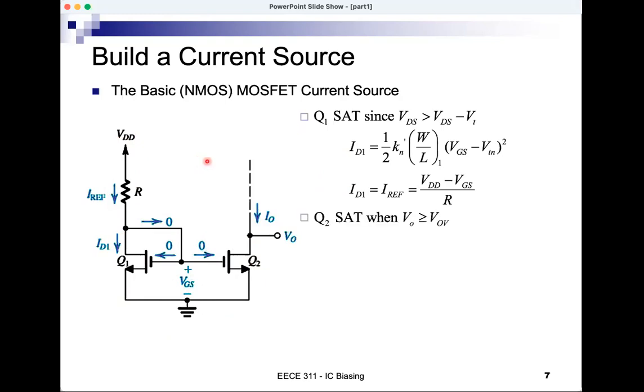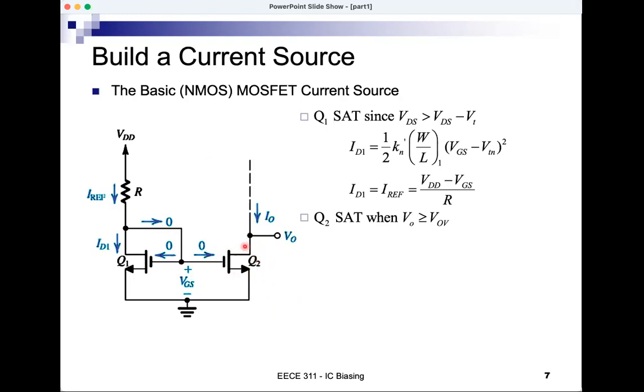Now Q2 will be SAT when the voltage at the output node is greater than VOV. The reason is that the voltage here is equal to VDS2. So when VDS2 is greater than VGS minus VT, and I'm not saying VGS2 minus VT because VGS2 and VGS1 are equal and they're both just VGS. When VDS2, which is VO, is greater than VOV, VGS minus VT, Q2 will be SAT.